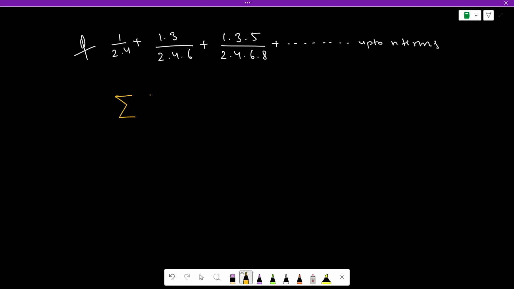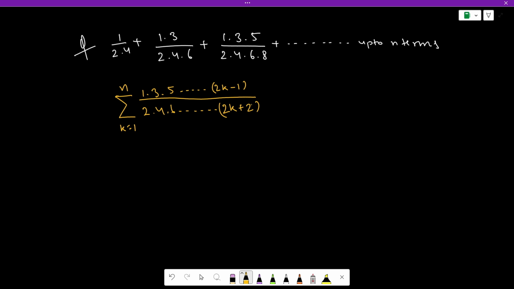In the numerator, we have odd terms 1, 3, 5, dot dot dot till 2k, and if you put 1, we should get 1. So 2k minus 1, divided by even terms 2, 4, 6, and so on up to 2k. So if we put 1, we should get 4. So it's 2k plus 2. And k is from 1 to n terms, right?